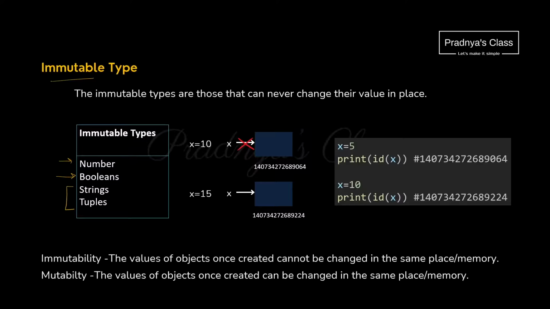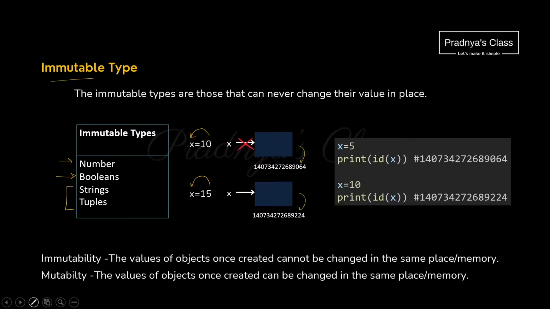Look at a simple example to understand the concept of immutability. 10 is assigned to x. In Python, we know that x is a named label. So it is pointing to this memory block which has the following address. Now we are trying to assign some other value to the same variable. Now look at the address.